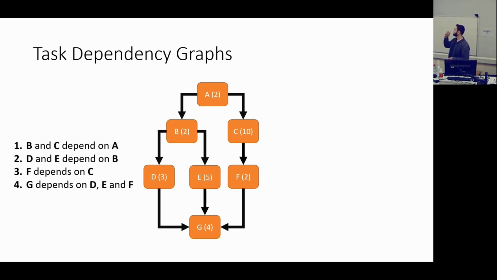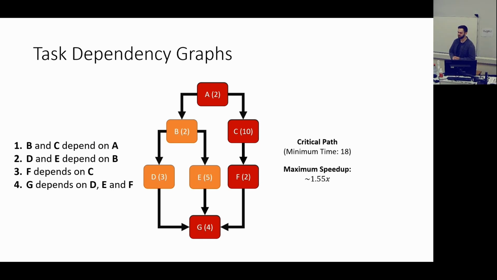So the longest path from A to G is called your critical path, and this is about 18 time steps. So even if you had infinite resources, the minimum amount of time you could take to process this particular task is 18 units. So your only speed up is about 1.5 times in this case. So I guess the question would be how many processors would you use to process this graph and not waste resources?